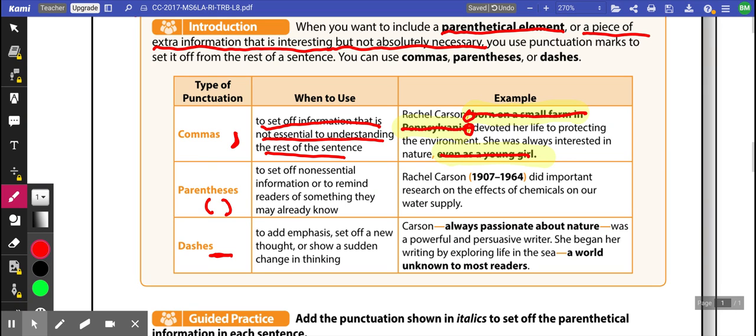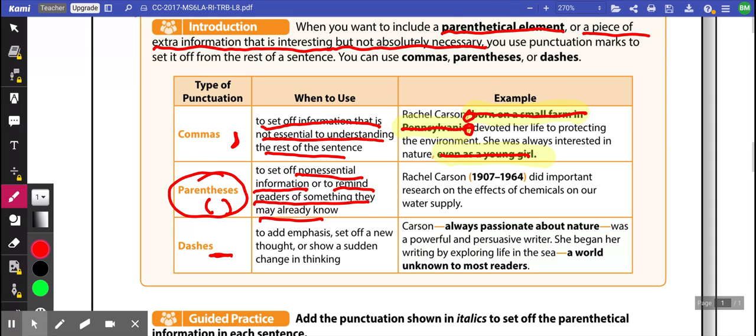So that's what I want y'all to start realizing, is that parenthetical means that we could cut it out. The sentence would still make sense. But it does help. We use commas to make sure that it helps us understand something we might not have, even though the sentence makes sense. So when we jump to parentheses, which is our next one, we're using that to set off non-essential information or to remind the reader of something they already may know.